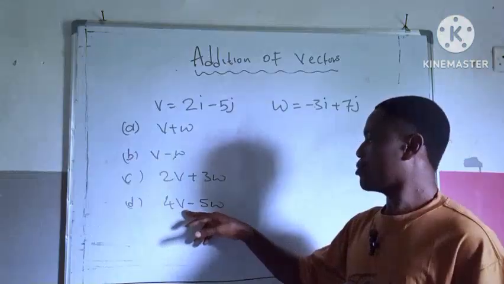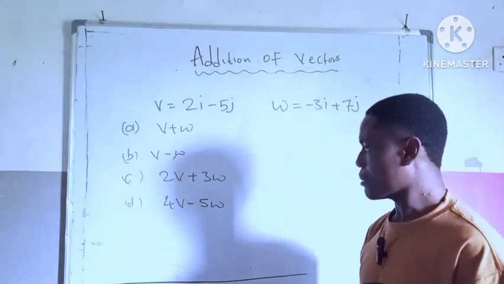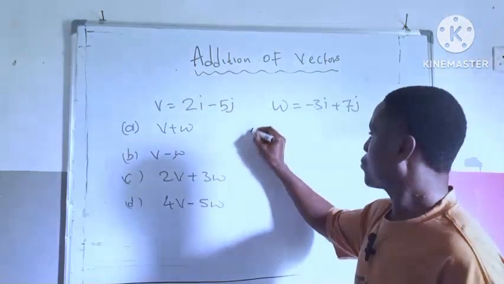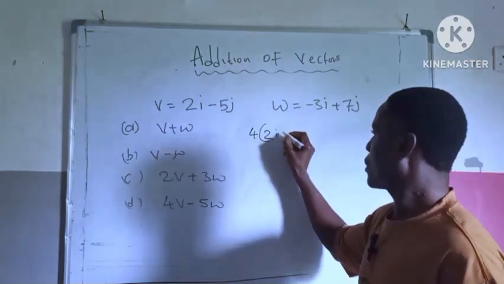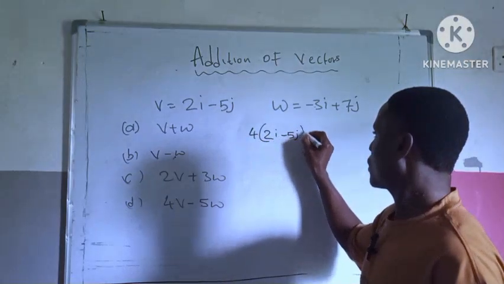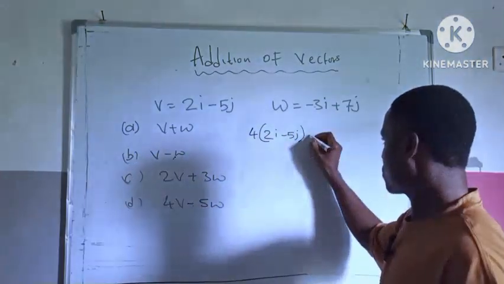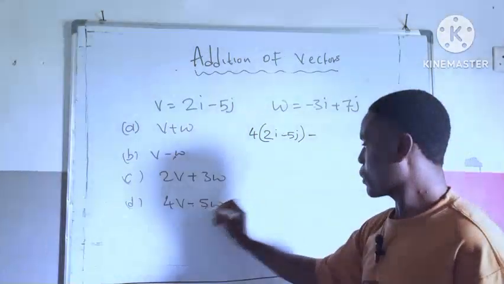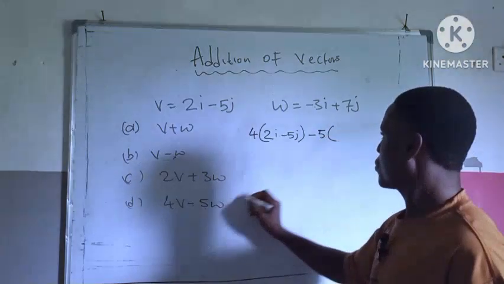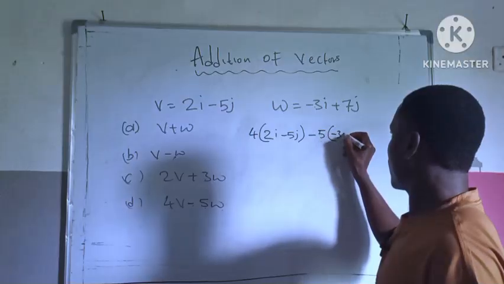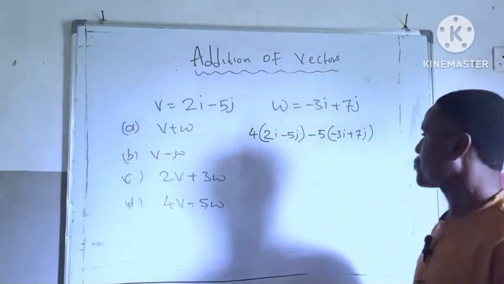Okay, let's move to the fourth one. So the fourth one is what? 4v minus 5w, right? So it's still the same thing. First put 4, then the value of v is 2i minus 5j, abi. Then the middle is minus now, right? So we put minus here. So the next number is 5. Then the value of w is what? Minus 3i plus 7j. Are you getting it?